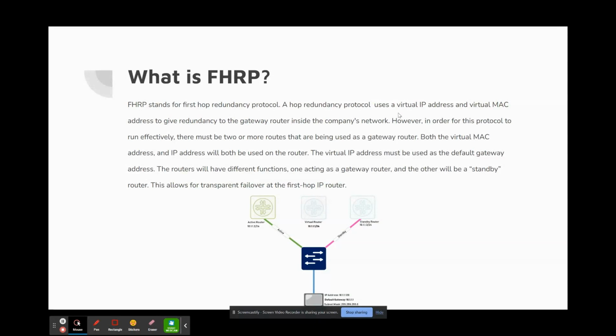Both the virtual MAC address and IP address will be used on the router. The virtual IP address must be used as the default gateway address. The routers will have different functions, one acting as a gateway router and the other as a standby router. This allows for transparent failover at the first hop IP router.